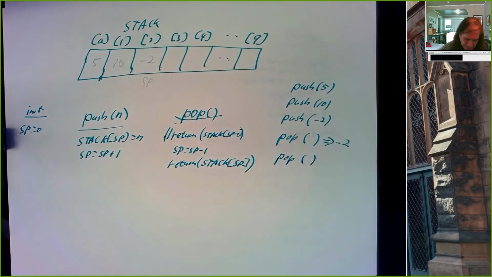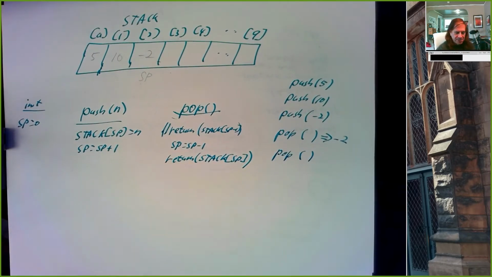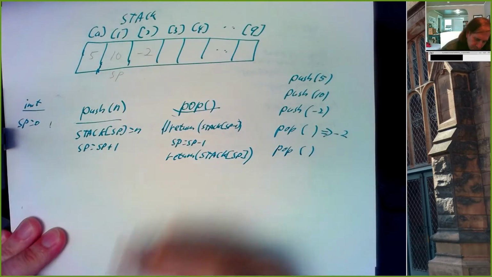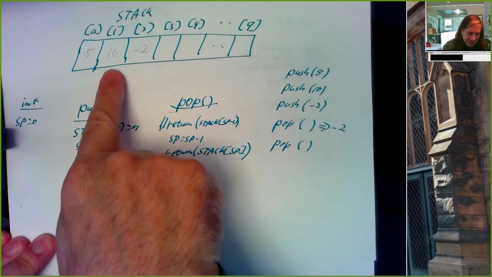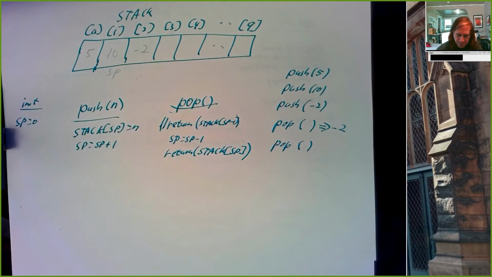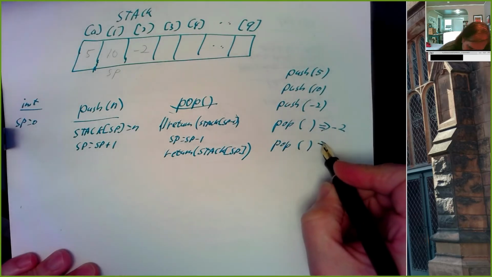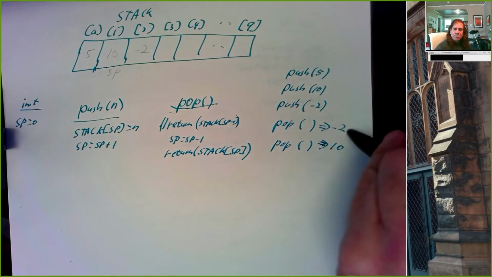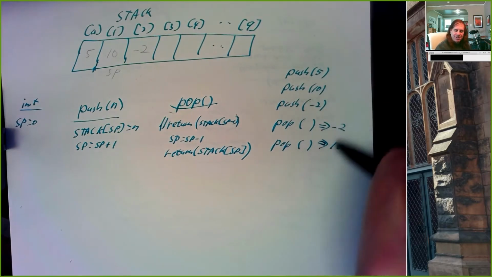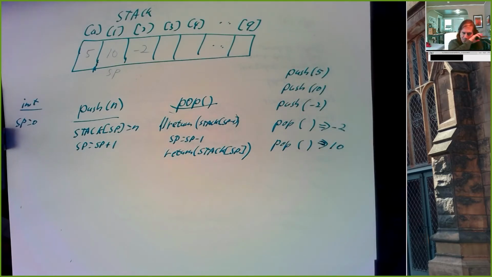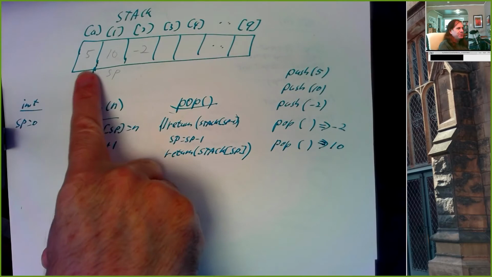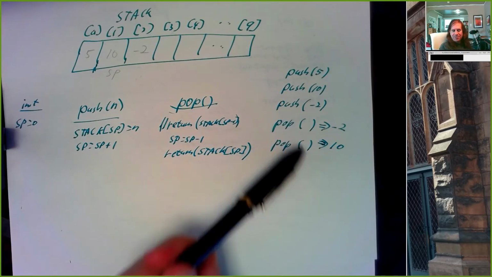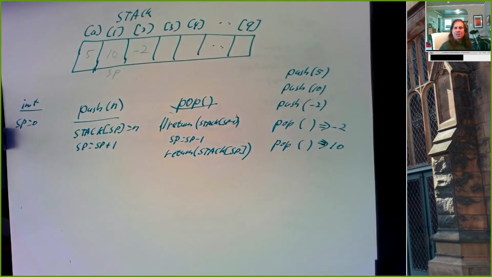If we pop again, our pop function says decrement the stack pointer, and then return the value at that location. Well, that's the number 10. So the last thing we pushed was a -2, that's what we popped. The thing we pushed before that was a 10, that's what we popped. If we were to pop again, we would return the 5. And again, notice, even though we popped off -2 and 10, they're still sitting in the stack.